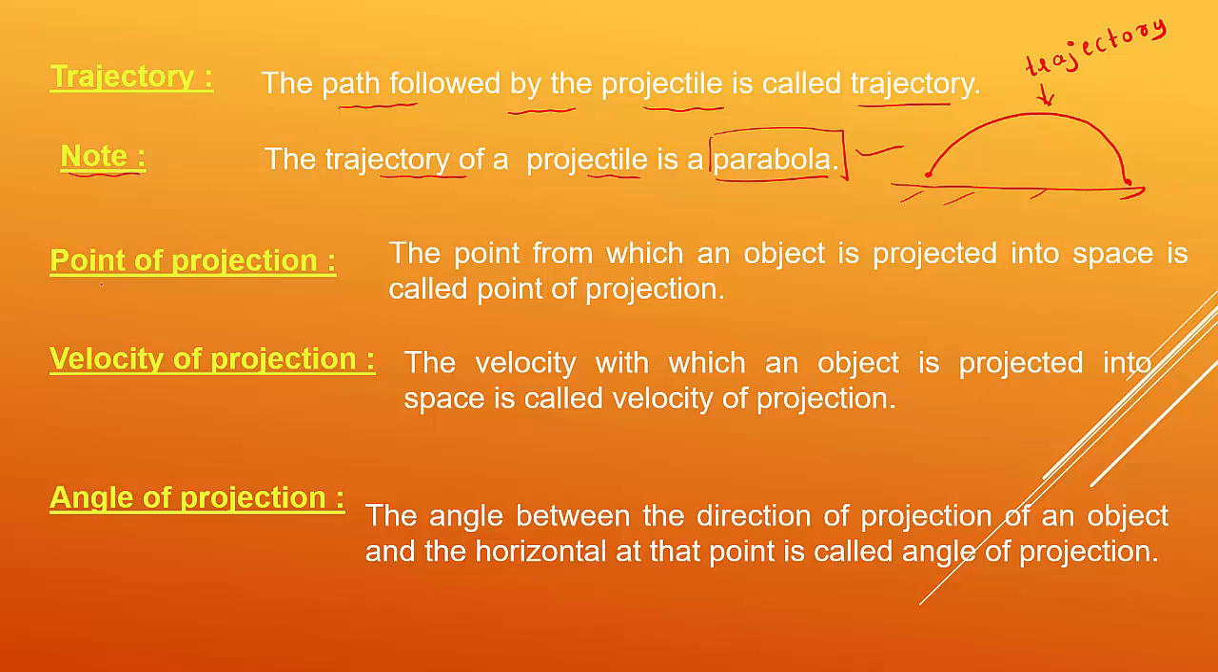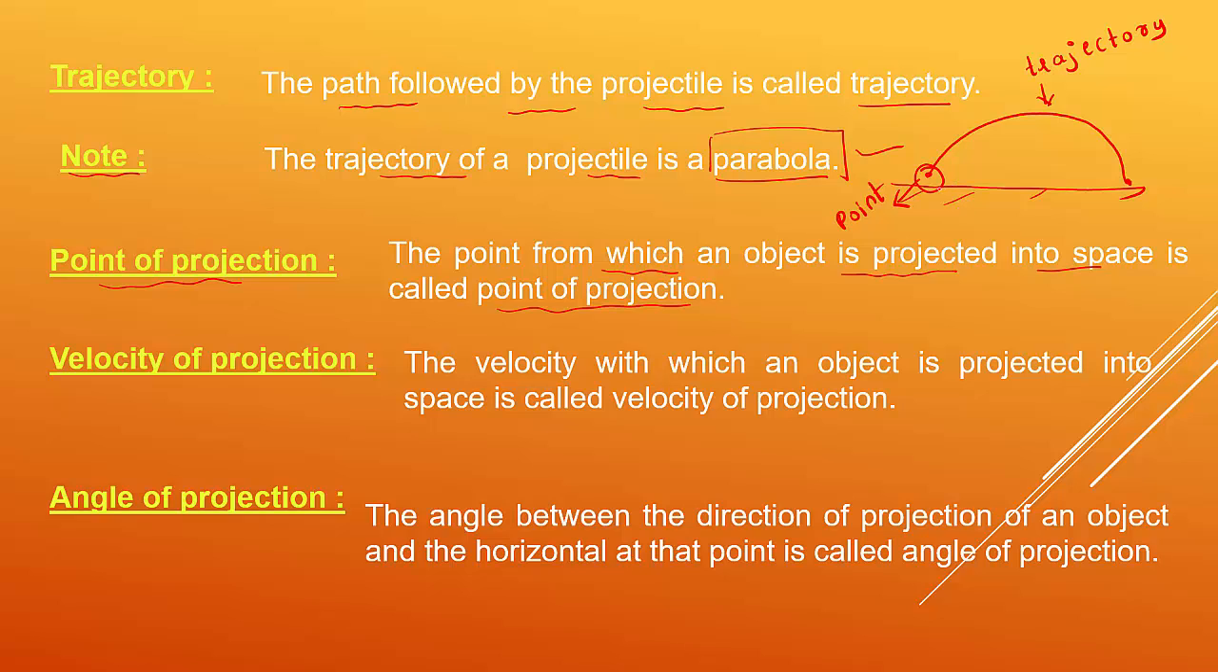Then the point of projection. What is the point of projection? The point from which an object is projected into space is called the point of projection. You can take this as the point of projection. From this point, I am going to project the object into the space. That point we call the point of projection.